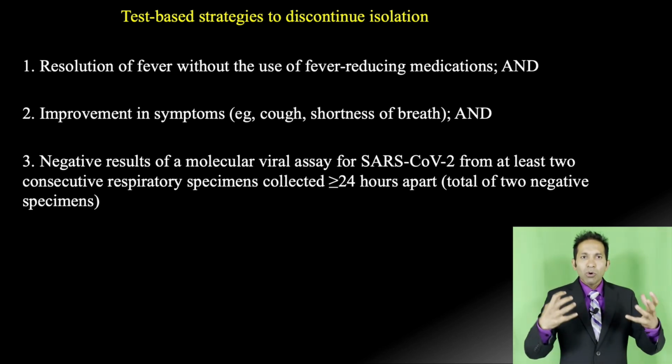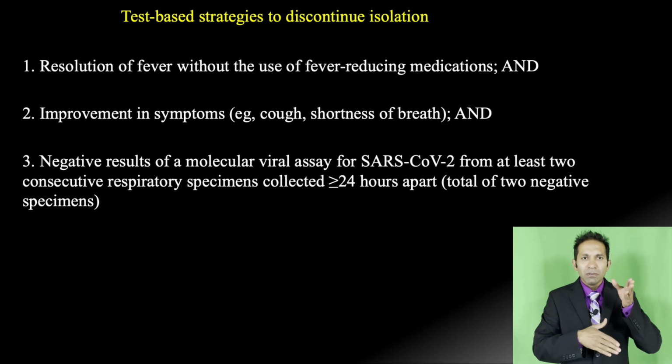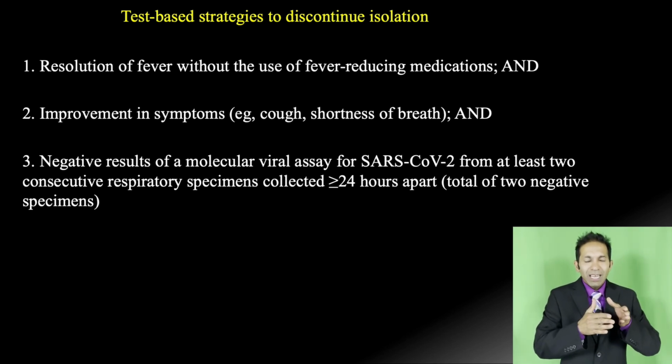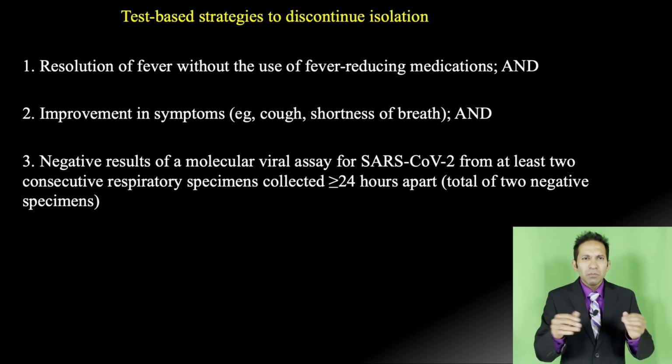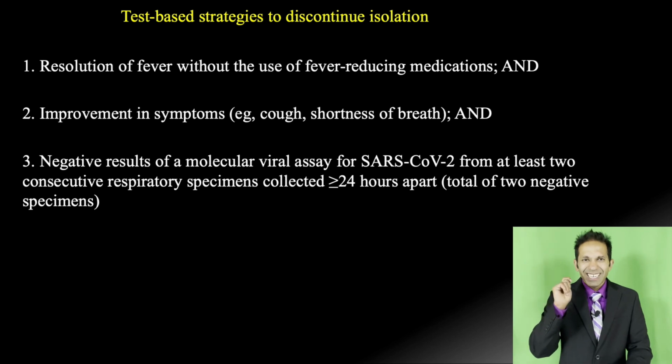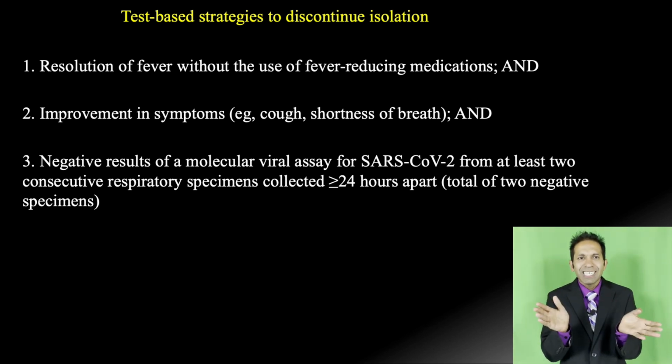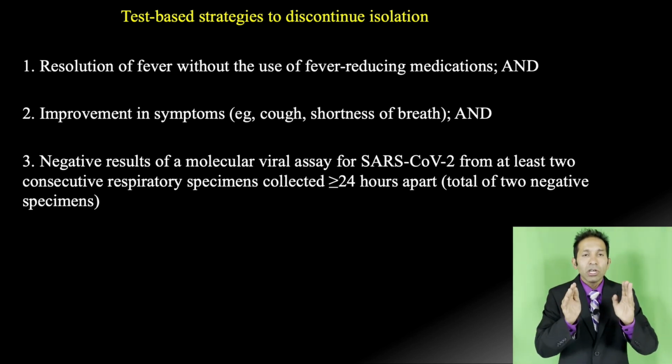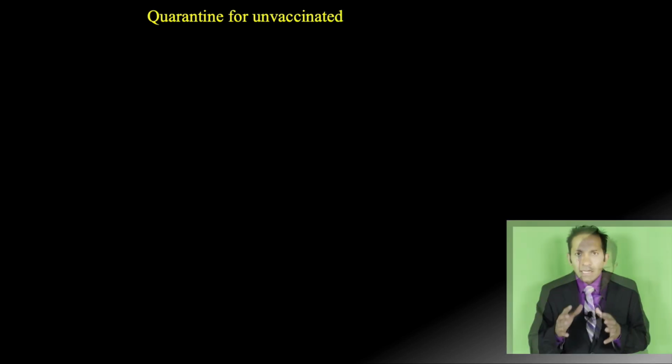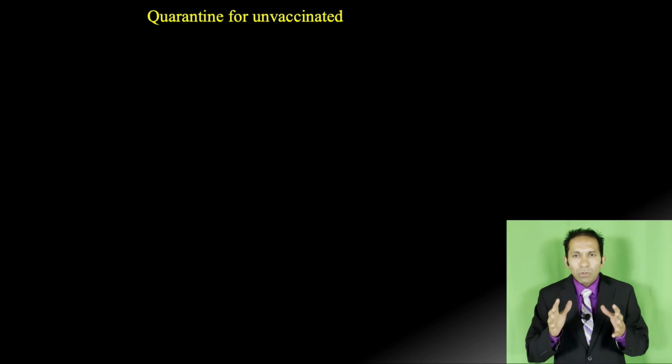So let's say a patient who has a COVID-19 infection became symptomatic on day 2, and on day 5 they don't have any symptoms, they have no fever, they are feeling great. Okay, they have recovered. You can do PCR on day 5 and then another PCR on day 6. If both are negative, you can discontinue isolation a little bit sooner. Okay, so this is a test-based strategy to discontinue isolation in immunocompetent patients who have mild to moderate infection. Let's go to the next slide and talk about how to quarantine unvaccinated patients.